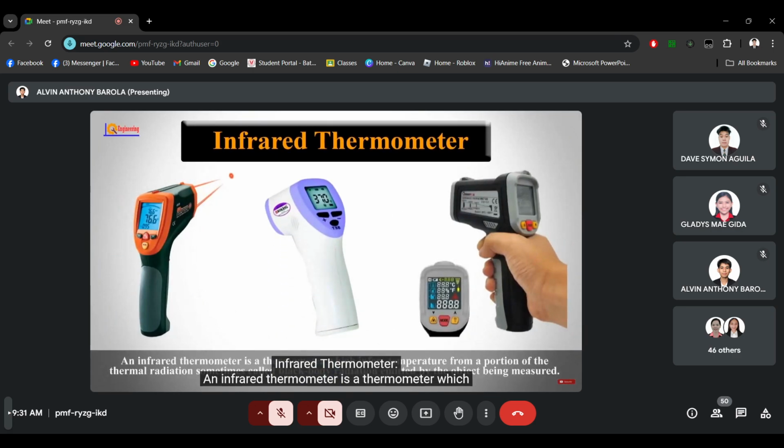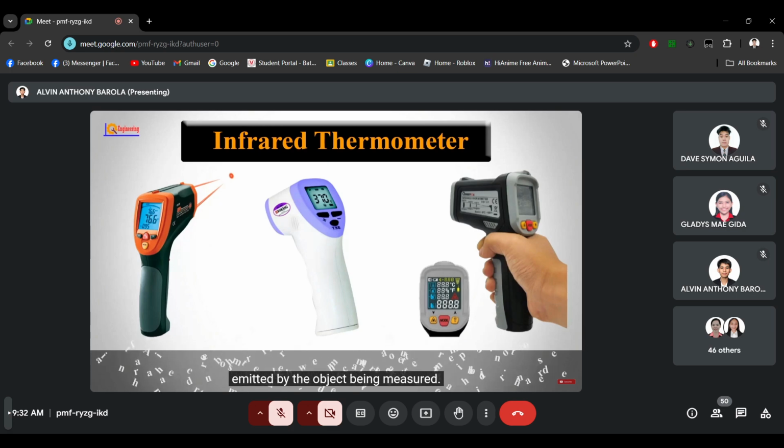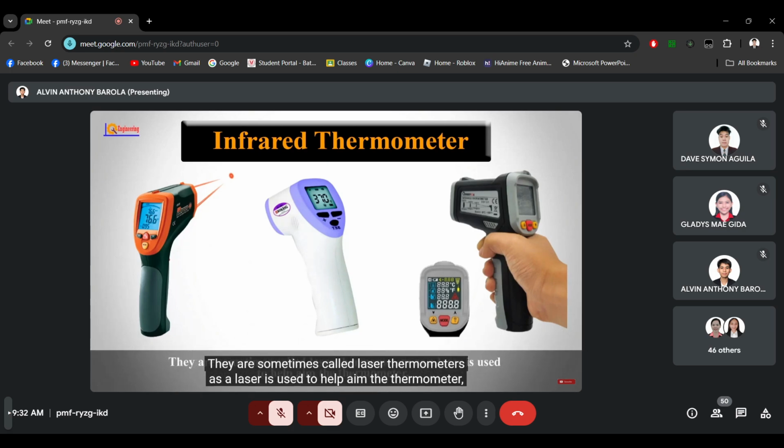Infrared thermometers. An infrared thermometer is a thermometer which infers temperature from a portion of the thermal radiation, sometimes called black body radiation, emitted by the object being measured. They are sometimes called laser thermometers as a laser is used to help aim the thermometer, or non-contact thermometers or temperature guns to describe the device's ability to measure temperature from a distance. By knowing the amount of infrared energy emitted by the object and its emissivity, the object's temperature can often be determined within a certain range of its actual temperature. Infrared thermometers are a subset of devices known as thermal radiation thermometers.